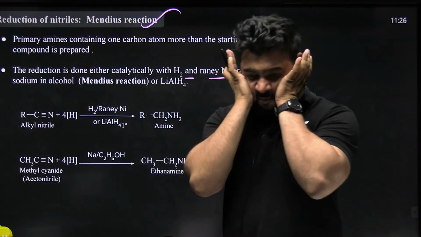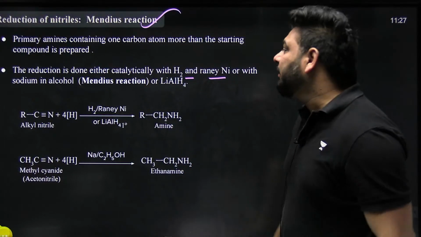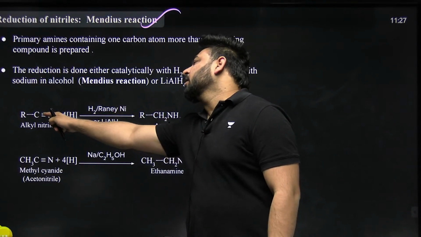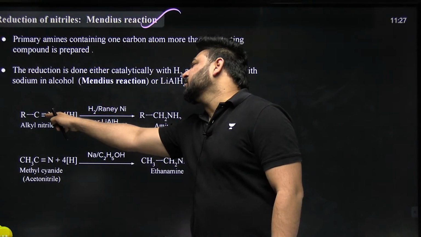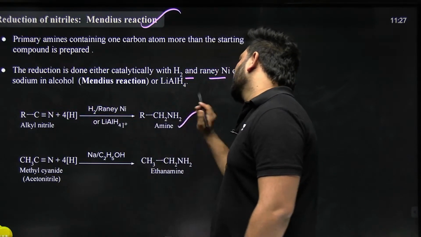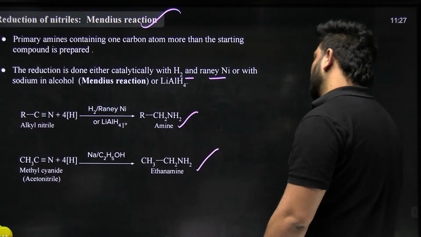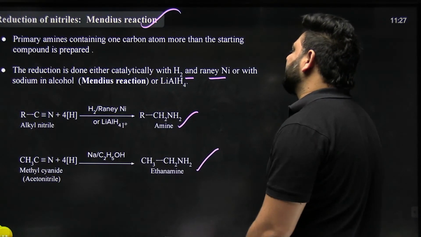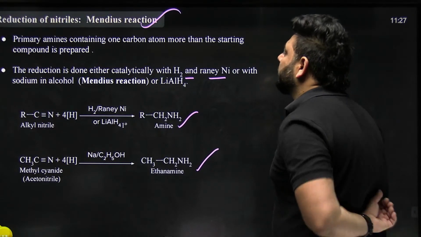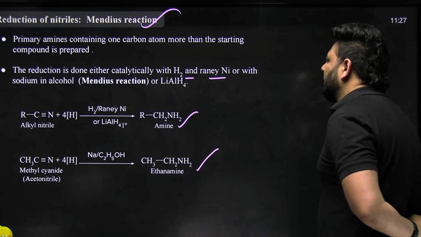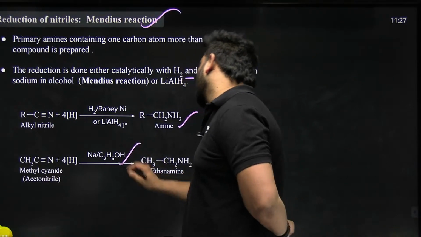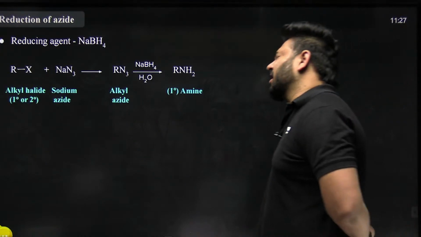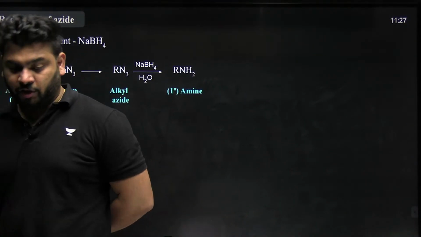It is named after some scientist, Raney. So that's how we do it, and we take the nitriles and simply add H2, CH2NH2, like that it will become. This is your Mendius reaction. Mendius reaction happens when sodium is taken in alcohol, or LiAlH4. So sodium and alcohol will react, producing the hydrogen to reduce.